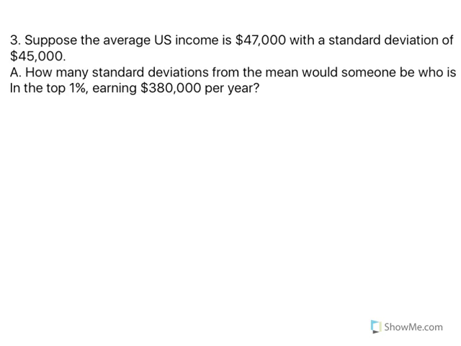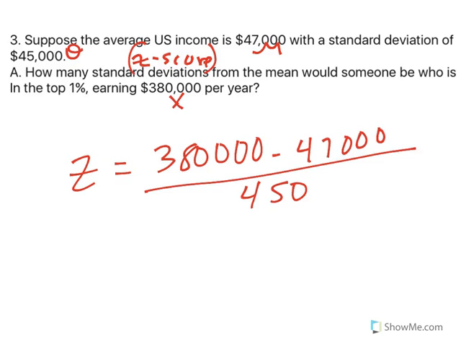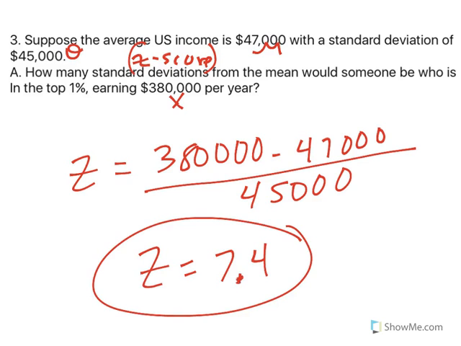Suppose the average U.S. income is $47,000 with a standard deviation of $45,000. So mean, standard deviation. How many standard deviations? And that's another name for z-score, right? Because z-scores tell you how many standard deviations you are from the mean. So what's the z-score for someone who's in the top 1% earning $380,000? Here's our value. So z is the value minus the mean over the standard deviation. And we come up with a z-score of 7.4. Make sure you subtract your numerator first before you divide.